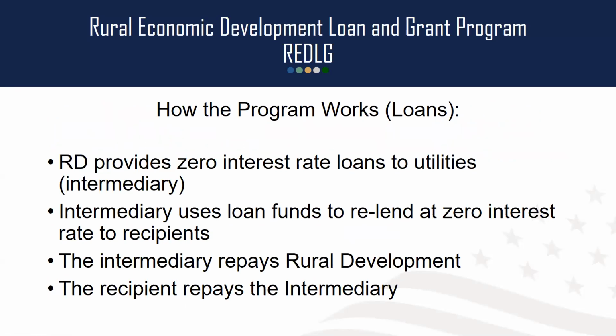So the way this program works is that RD provides zero interest loans to utilities who serve as intermediaries. The intermediary uses these loan funds to lend to recipients, and then the intermediary repays back to Rural Development, and the recipient repays the intermediary. And then they, in turn, reuse those funds again to build up this relending program. Now, there's also a grant component to the REDLG program. If we go to the next slide.